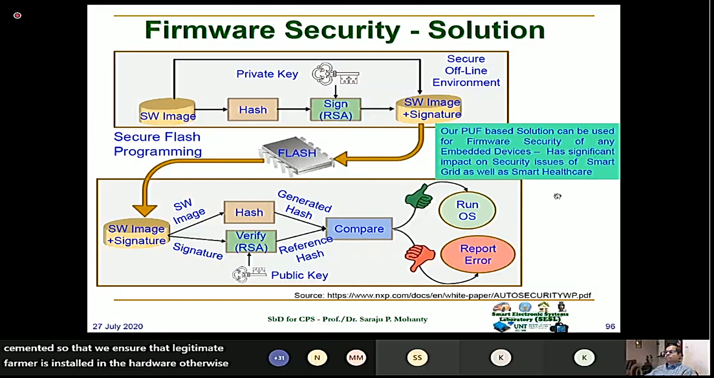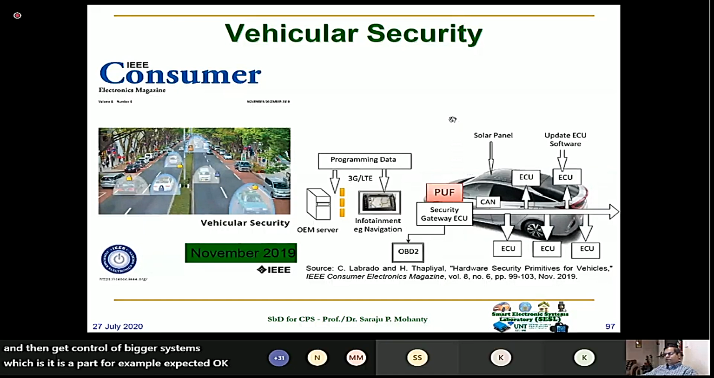Otherwise, the embedded system will behave badly, a security compromise is there, and one can take control over it and then get control of bigger systems of which it is a part, for example, like a smart grid. Okay, vehicular security, the transporter security point of view, is a very important problem, and I ran a special issue in November 2019 in Consumer Electronics Magazine covering this.